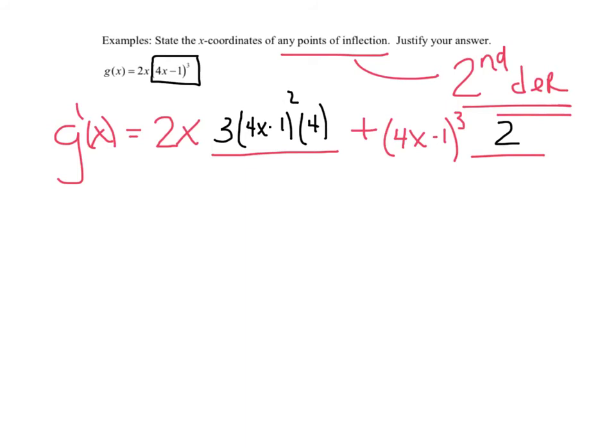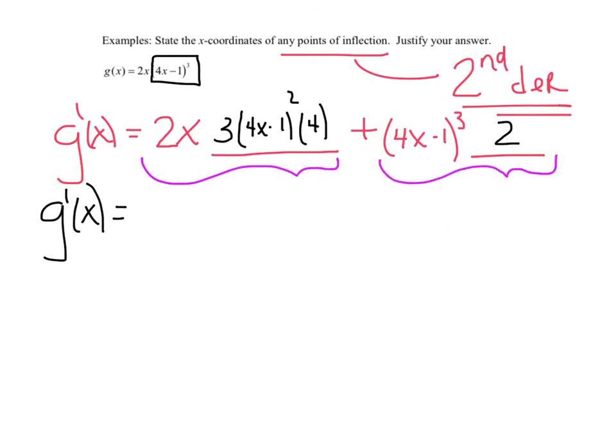And then times 2 over here. Before I dare take my second derivative, we're going to clean this puppy up. Otherwise, we're going to create a mess for ourselves. All right, so I'm looking on this side of the plus sign and this side to pull out a GCF. I could pull out a 2 and the quantity 4x minus 1 squared.